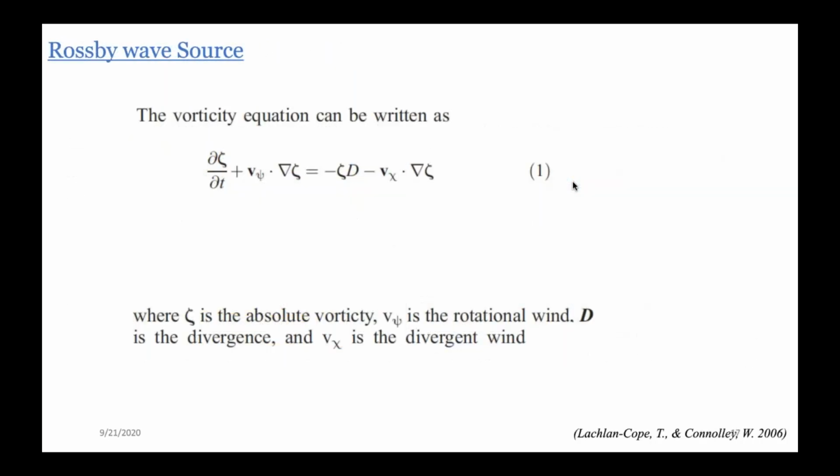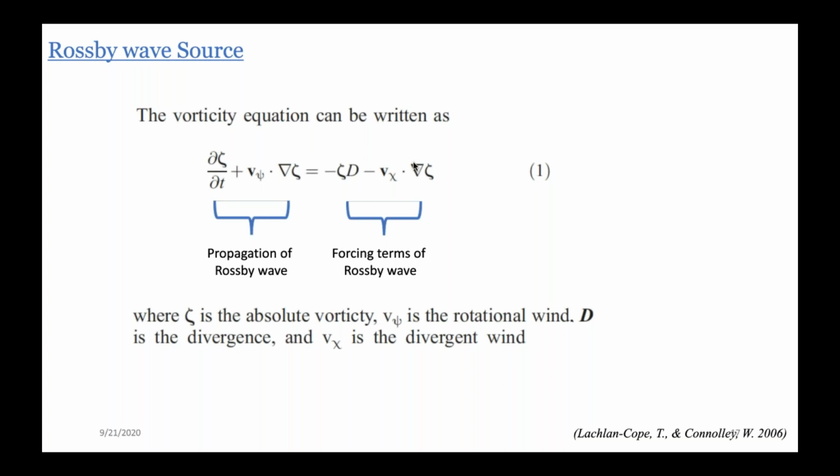Now, how does the divergent wind actually influence it? So this is a vorticity equation which can be written in terms of absolute vorticity, rotational wind, then gradients of absolute vorticity from tropics to pole. Then we have a divergence and divergent wind vector, and we have again the absolute vorticity gradients from tropics to pole. Now this equation can be divided into two parts.